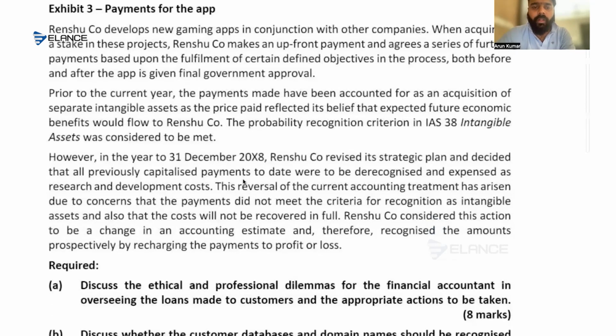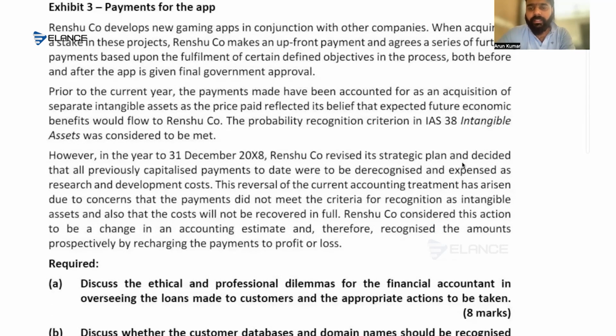Yes. However, on 31st December 2008, a revised strategic plan decided that all previously capitalized payments to date were to be derecognized and expensed as a research and development cost. So it's like a reversal of their accounting policy. Okay. So as a result, they feel that whatever amount they have capitalized, they can derecognize it. Is it possible? A similar question is there in the revision kit, named Kaiser, which was tested in September 2018.